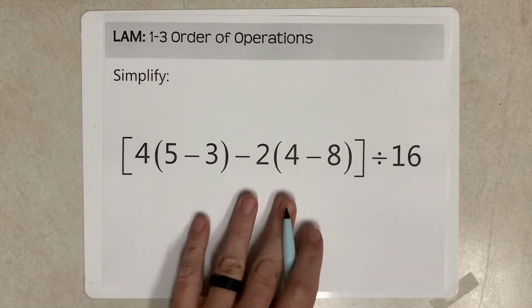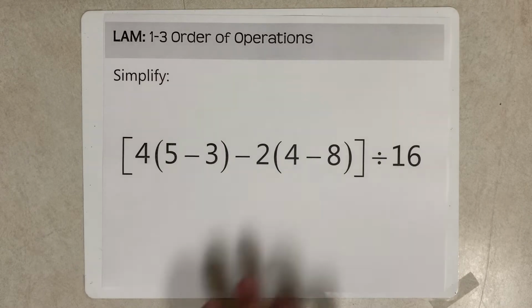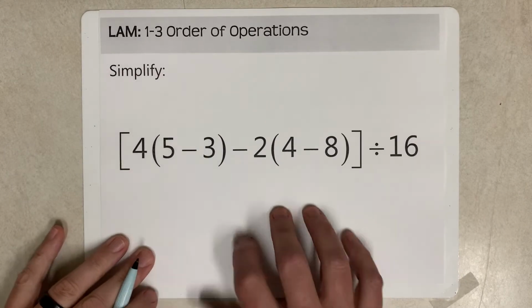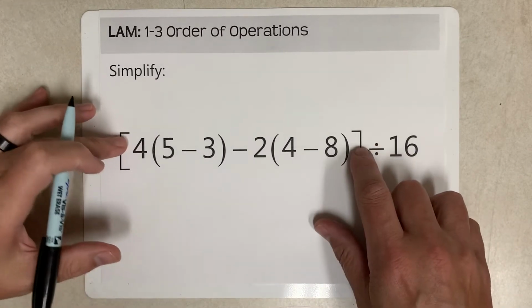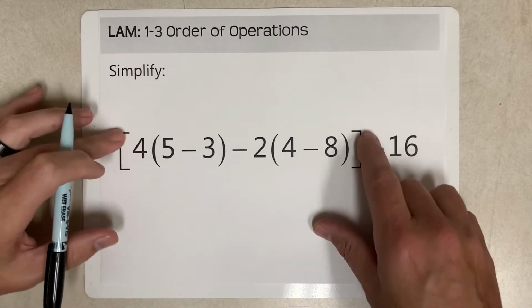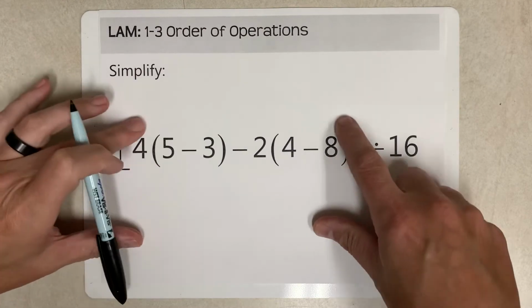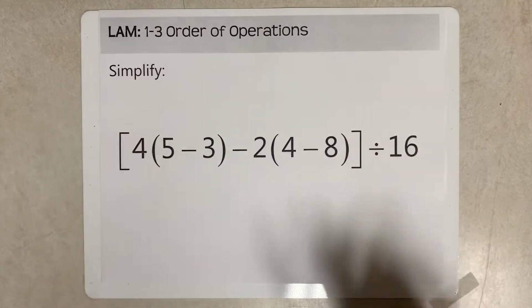Let's take a look at this one. This one has a lot of stuff with it, so let's see if I can fit this all in here. We got all of this divided by 16. So here you have some brackets. Brackets and parentheses are the same thing. They're grouping symbols. I could have used parentheses if I wanted to, but I didn't. I used brackets, that's fine.